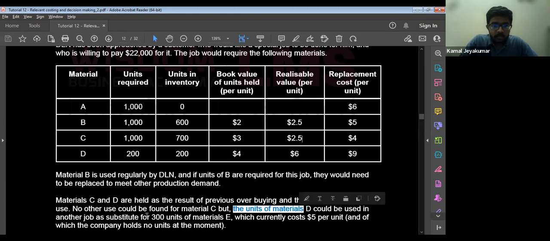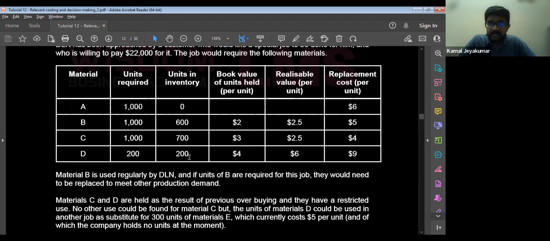The units of material D could be used in another job as substitute for 300 units of material E, which currently costs $5 per unit, right? So unlike C, for D, we have another use now, right? Where you can use it instead of 300 units of E, which will cost you $5 per unit. That means now material D, you can do two things with it, right? One is you can use it instead of E. Otherwise, you can sell it for scrap. If you sell it for scrap, you will get $6 into 200 units, $1,200, right? So if you use the 200 units for this project, right, then $1,200 is like an opportunity cost, right? You can't sell it for scrap and get that value, so it's like an opportunity cost.